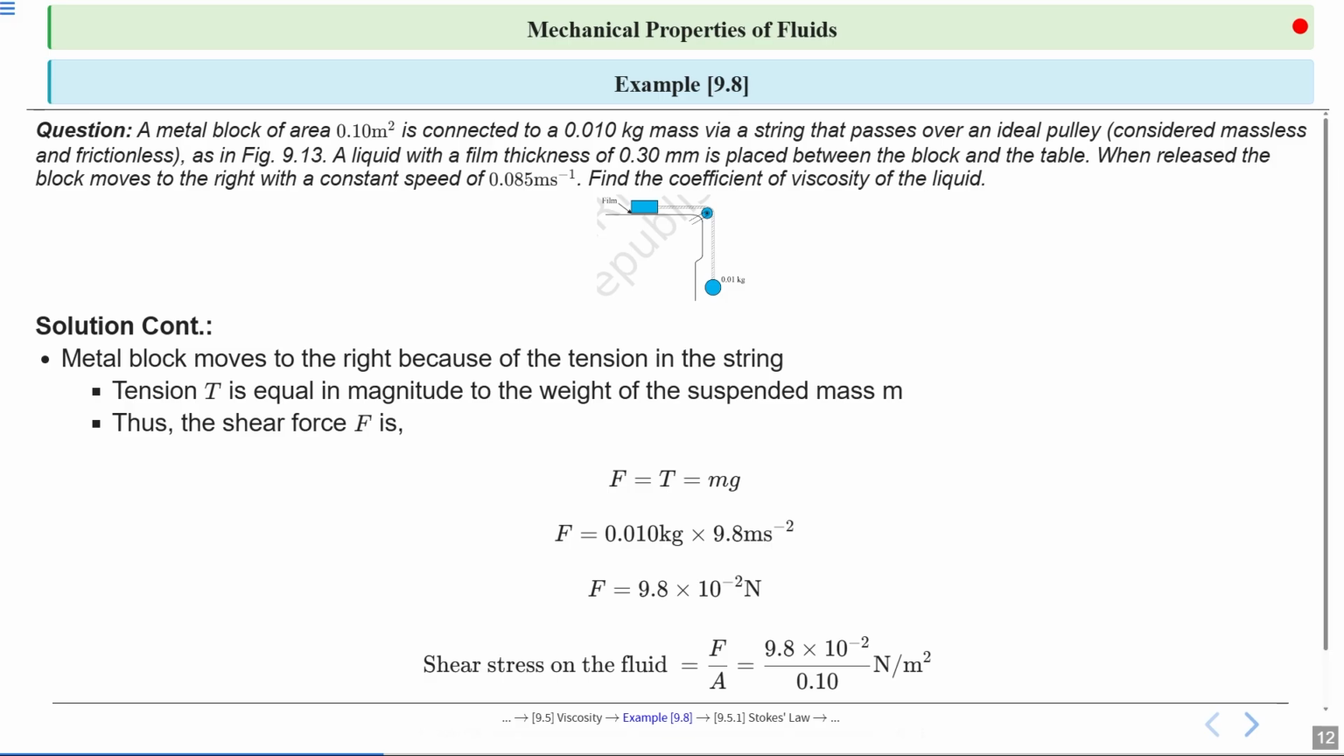So let's find the shear stress on the fluid. Shear stress is defined as force divided by area. So we use the formula: shear stress equals F by A, which is equal to 9.8 into 10 raised to the power minus 2 divided by 0.10, in Newton per meter square.